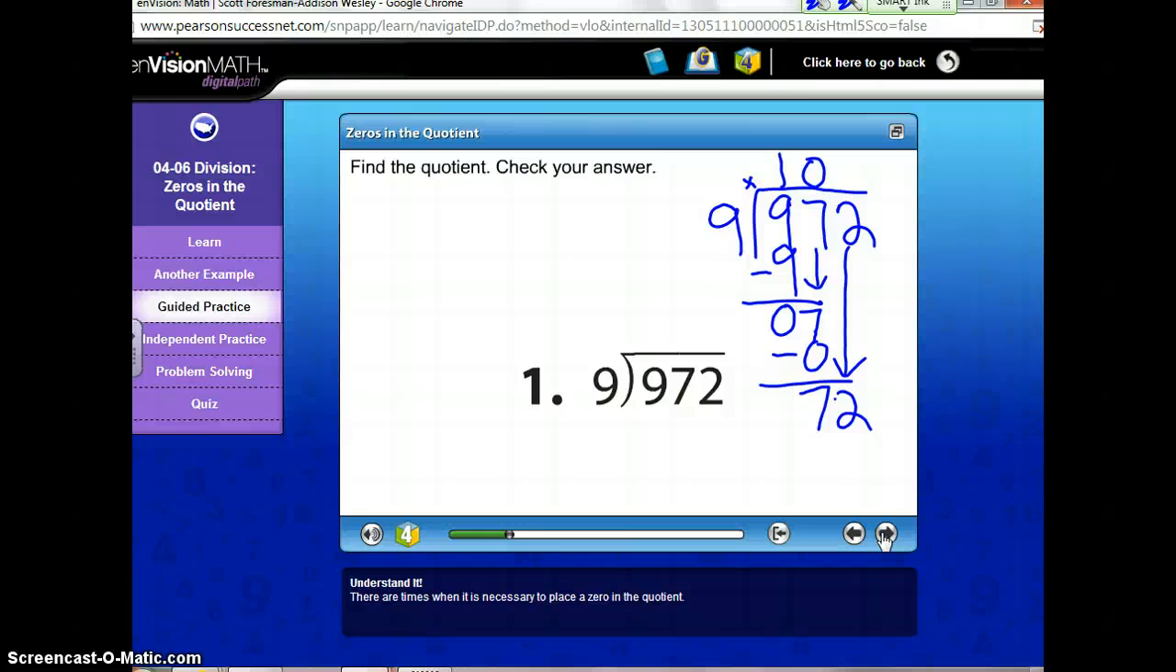Eight of them. Good work. 8 times 9 is 72. And look at this. We don't even have a remainder. 108. Now, I don't know about you, but I could have done that problem in my head.